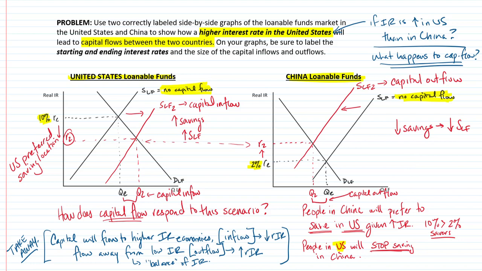So we'll come back one more time. The big takeaway at the bottom: capital will flow to the higher interest rate. Oops, I moved to my eraser. That was a big mistake. Capital will flow to the higher interest rate and will flow away from the low interest rate. Capital flowed away from China and raised their rate. Capital flowed to the United States, which eventually lowered the rate in the United States.